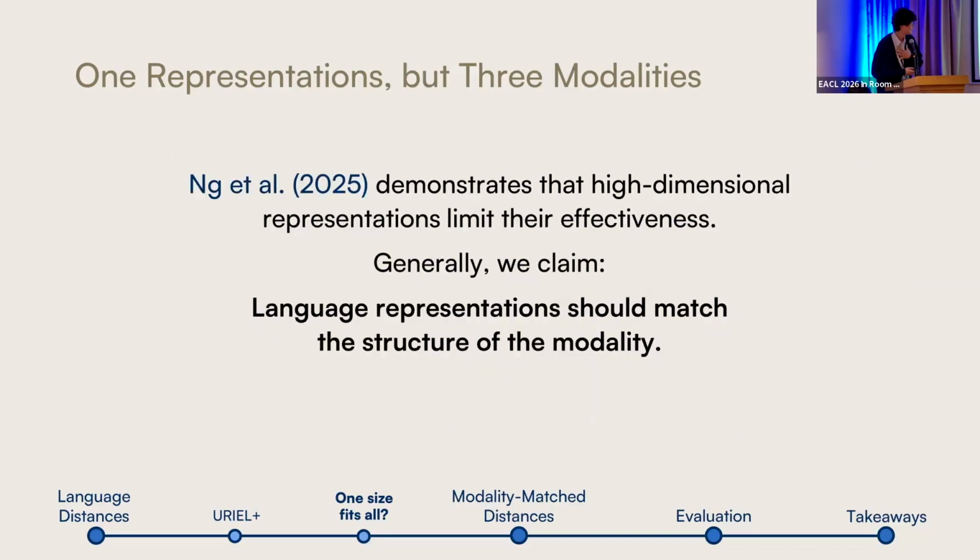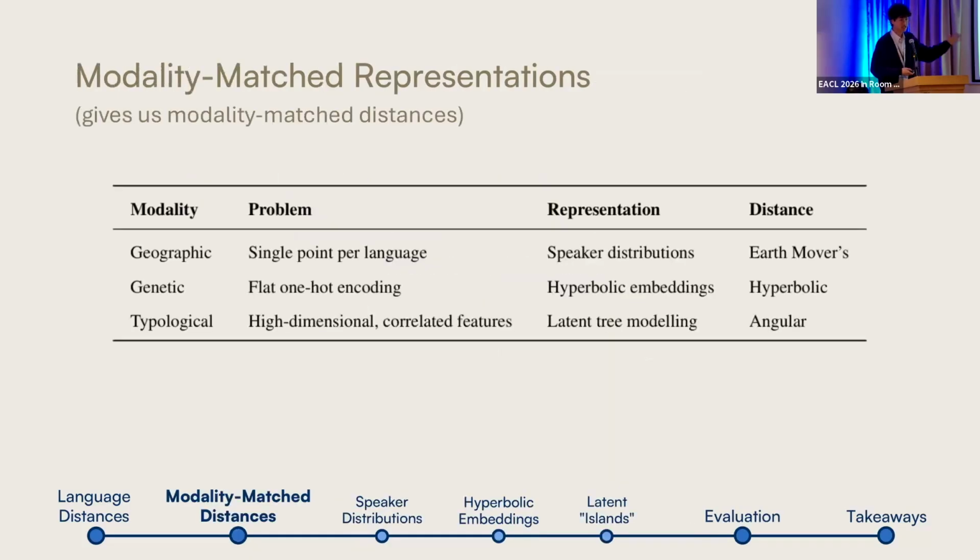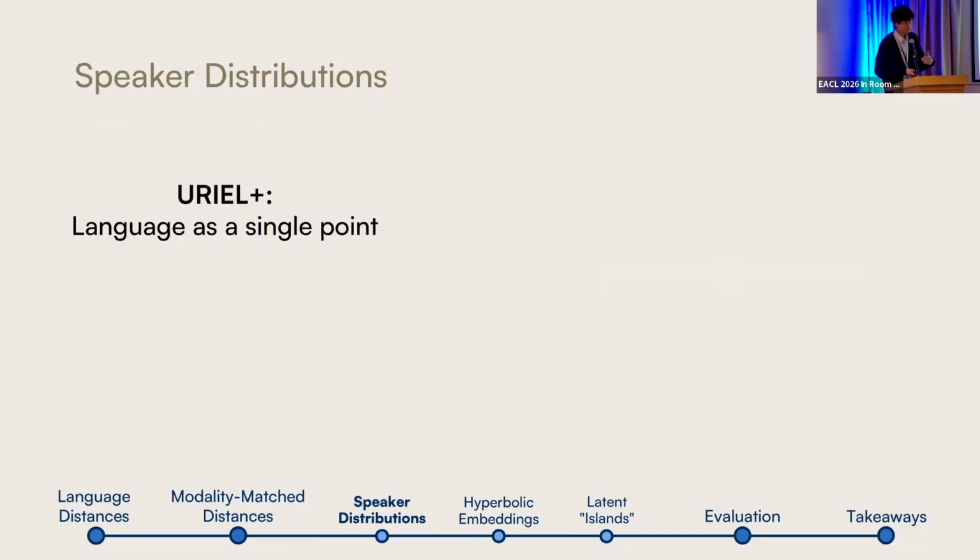Now, my paper at EMNLP demonstrates that the high dimensionality of these representations limits their effectiveness. In this paper, jointly, we claim that language representations should match the structure of the modality that it is trying to represent. And this is how we do it. For each modality, we construct a new, unique representation that is modality matched. And for each of these representations, we built a unique distance function that gives us modality matched distances. And this table summarizes how we do it. And I'll talk about them in order.